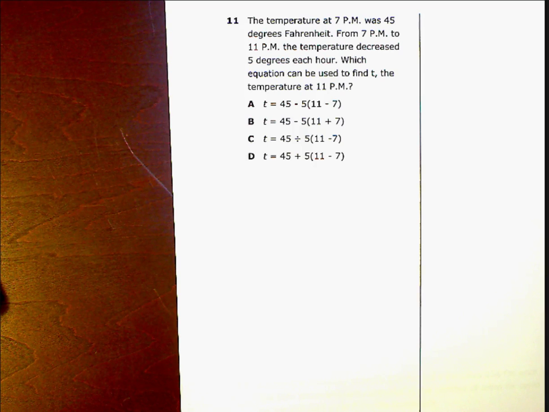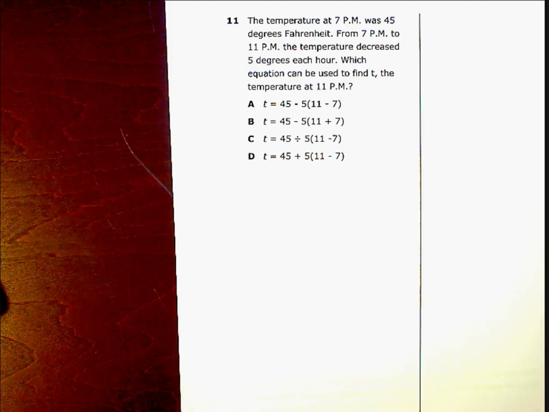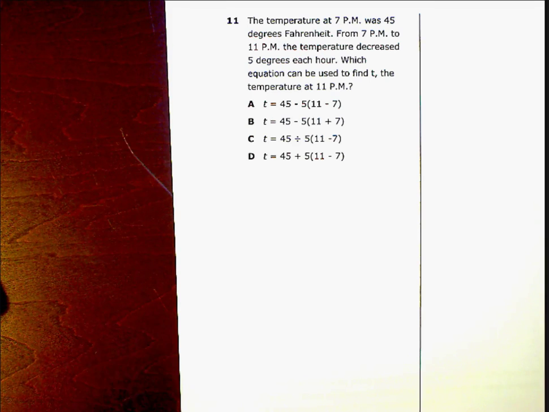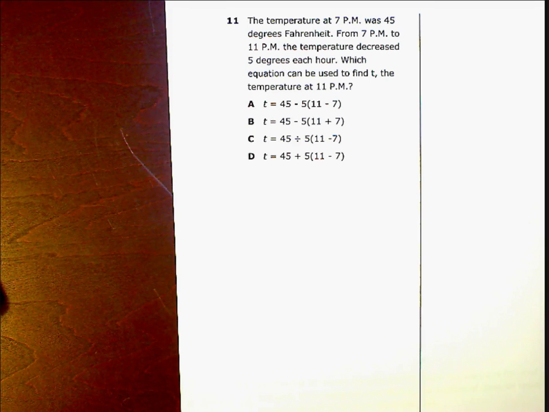Number 11 is another one of these problems where it doesn't look exactly as the equation you might draw, but what they have as the answer still makes sense. So let's look at this one. The temperature at 7 p.m. was 45 degrees Fahrenheit. From 7 p.m. to 11 p.m., the temperature decreased 5 degrees each hour. Which equation can be used to find T, the temperature at 11 p.m.?